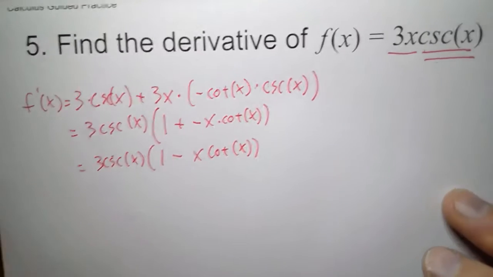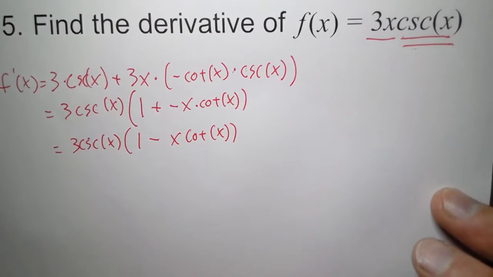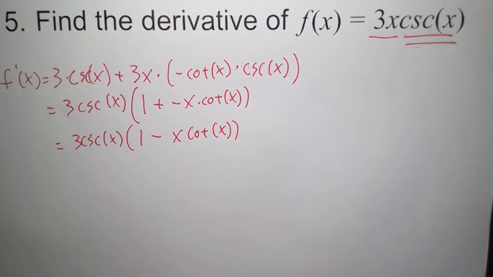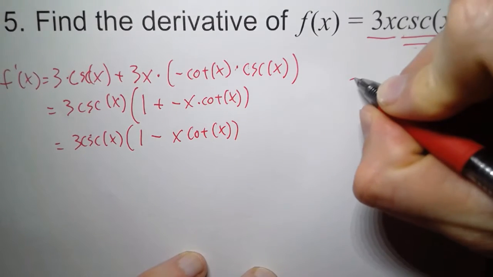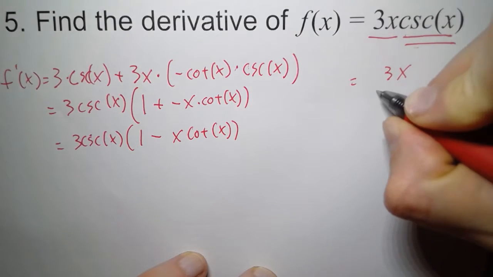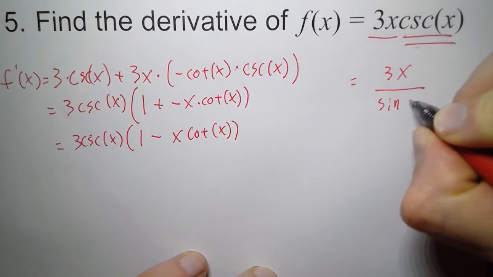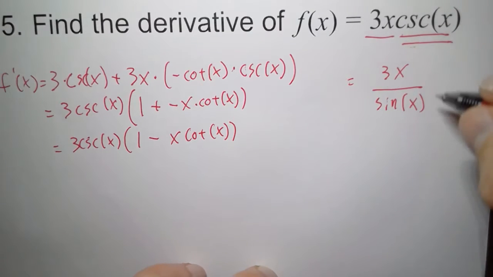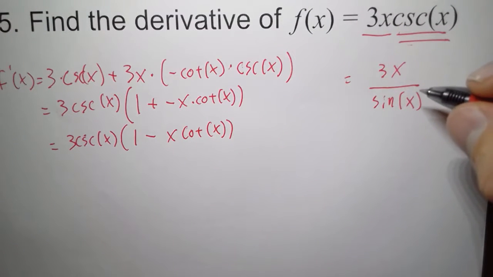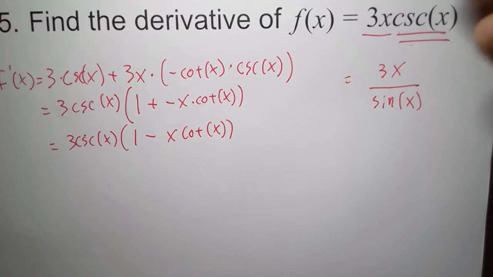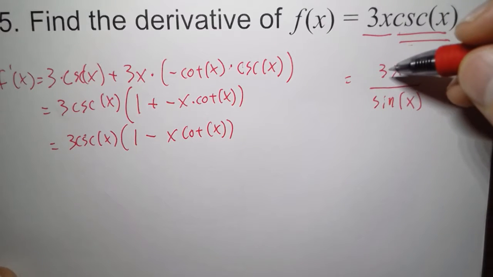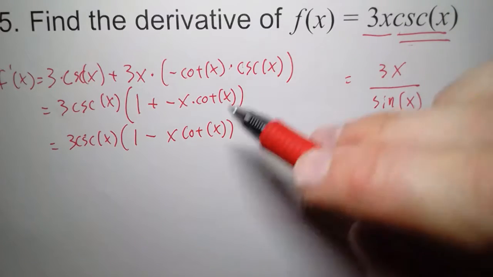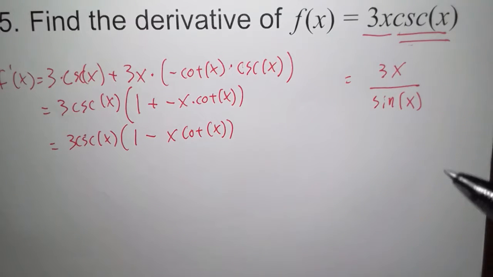Now, one other way you could approach this problem if you want to is you can treat this as a quotient rule and say that this is equal to 3x over sine of x. And this isn't wrong. This is an alternative way of doing this because that's how we understand cosecant. Cosecant is 1 over sine. So if you find quotient rule easier, then I would suggest working this out and seeing can you get your way to this same answer.